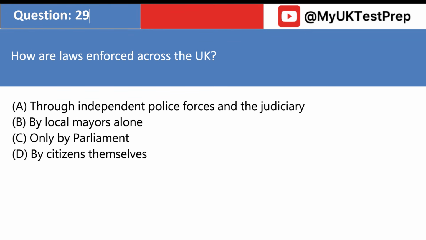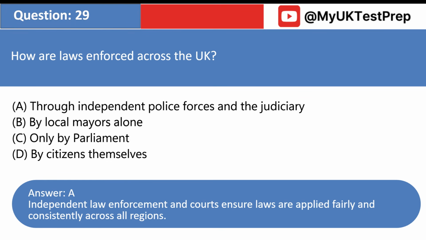How are laws enforced across the UK? A. Through independent police forces and the judiciary. B. By local mayors alone. C. Only by Parliament. D. By citizens themselves. Answer: A. Independent law enforcement and courts ensure laws are applied fairly and consistently across all regions.